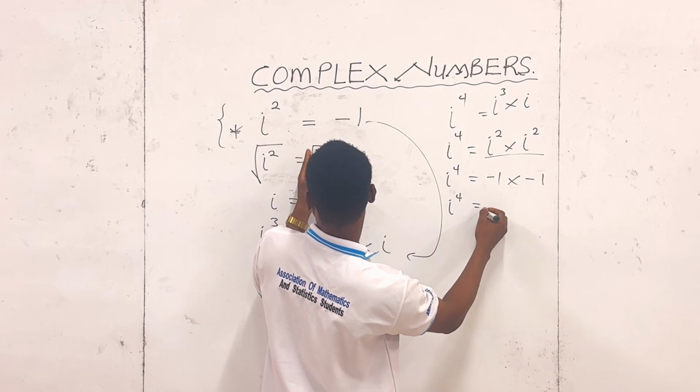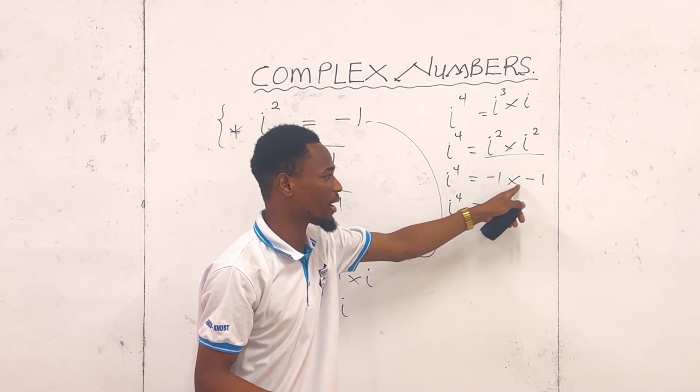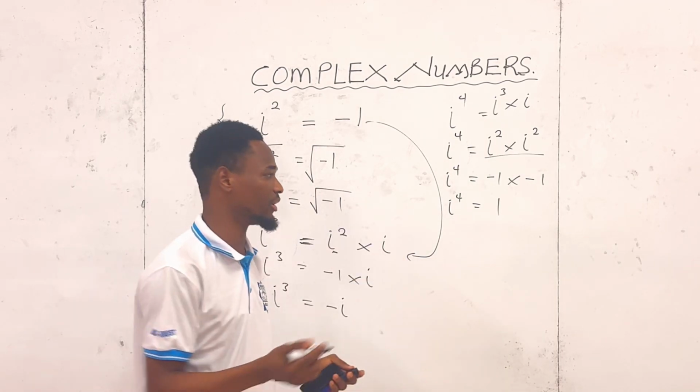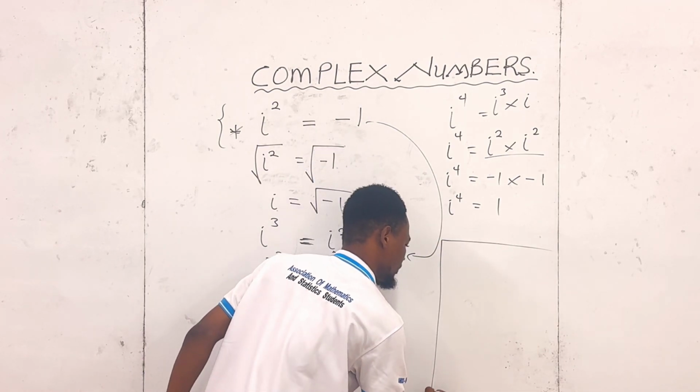So I have positive what? 1. So this is negative 1 by negative 1. It gives what? Positive 1. So in summary, we have this.